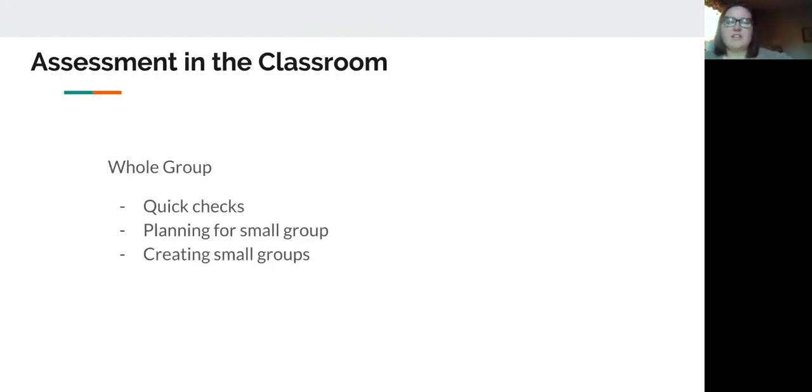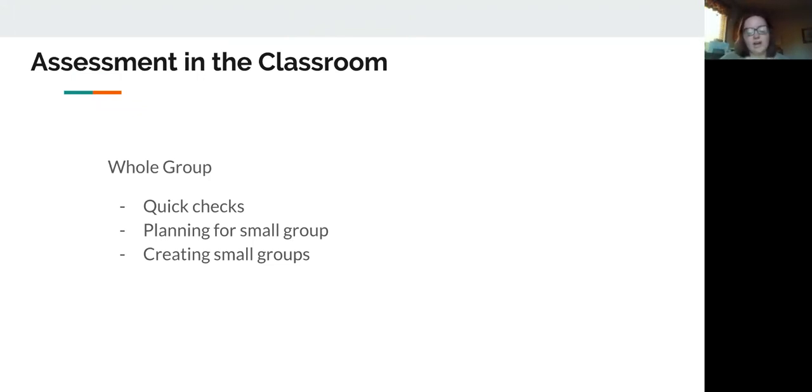So here I'm going to talk about how I use assessment now, and I'm going to talk specifically about the classroom in whole group instruction. And I've found that I use a lot of quick checks, and then I use these quick checks to plan for their small groups, or use the quick check to create small groups. And there's been a big push in our district for using small groups in instruction instead of just always teaching the lesson to the whole class, because some kids are going to be up here and they get it.